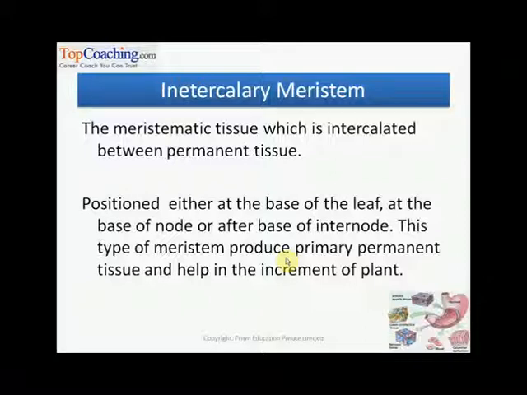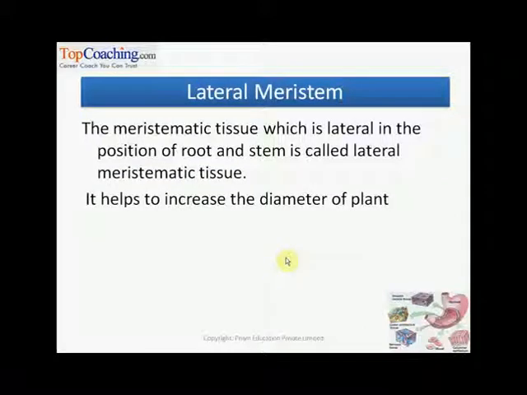Again, all meristematic tissues help in increasing the length of the plant. It is just that the part where they are present, this division is according to their position in the plant rather than their functions. So all meristems help in increasing the length of the plant. Lateral meristem is present at the root, right, and it helps to increase the diameter of the plant.